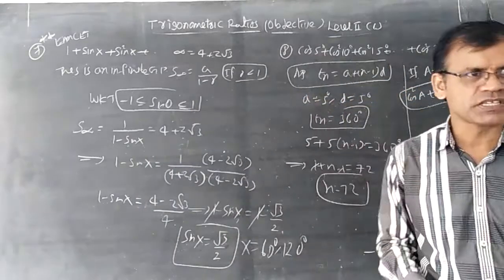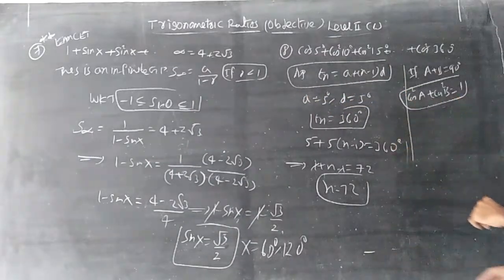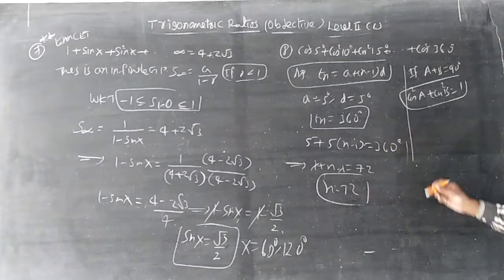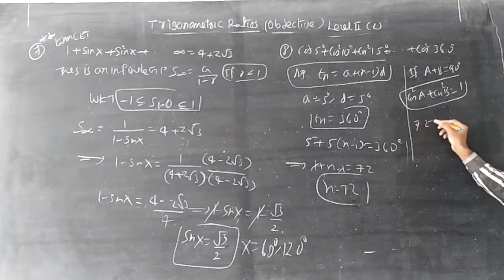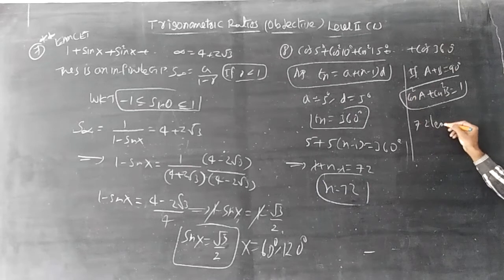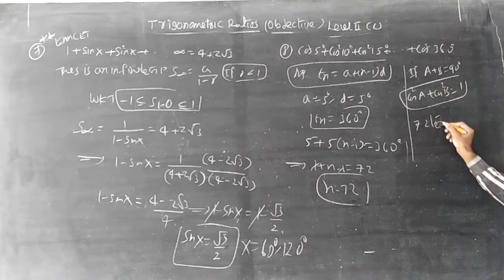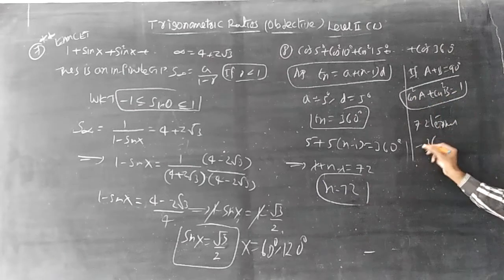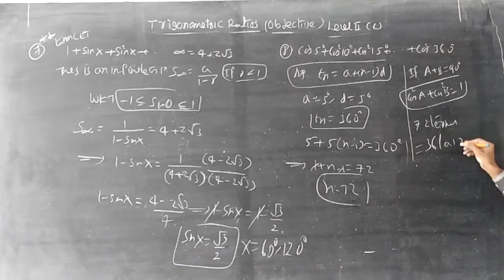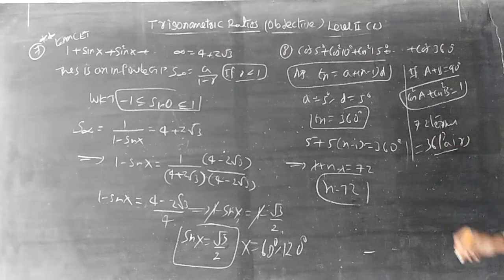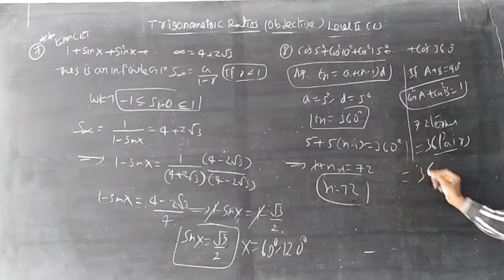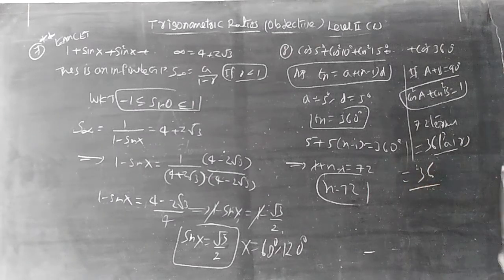For 2 values you are getting a pair. 72 terms are there. 72 terms can be understood as 36 pairs. Could you not understand? 36 pairs. So the value is 36. You see the option. Value 36.